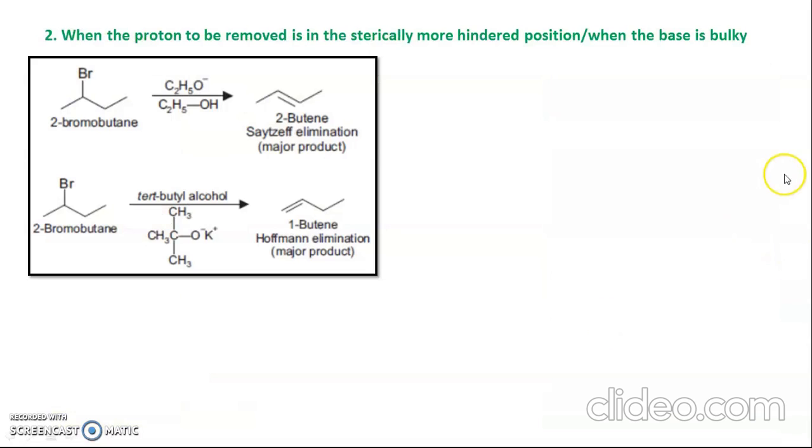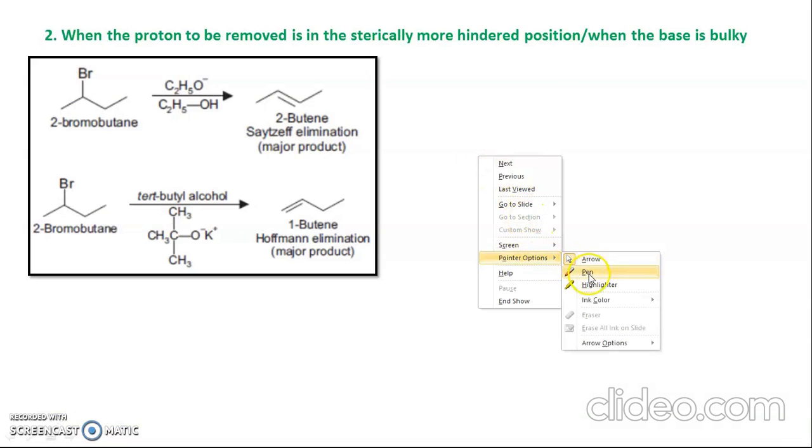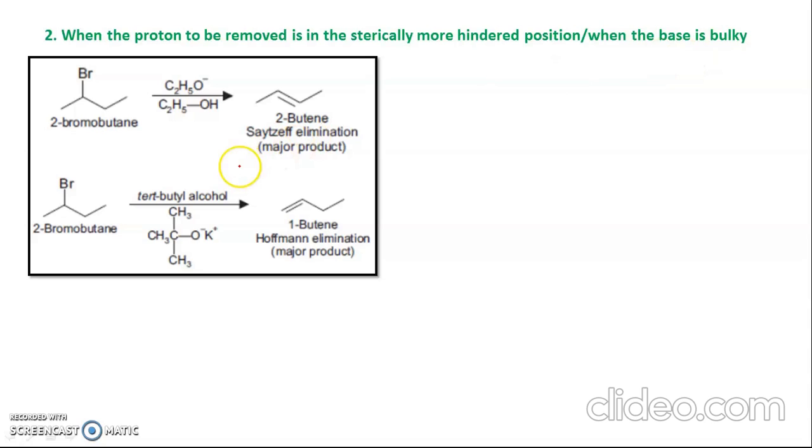The second condition is when the proton to be removed is in a sterically more hindered position or the base is bulky. In the two examples given in the box, we will see what happens when the base is bulky. In both the examples, our starting material, the alkyl halide, is the same, 2-bromobutane. But what is the difference? In the first case, we are using ethoxide base, EtO minus. In the second case, we are using potassium tertiary butoxide, which is very bulky compared with this base. So in the second case, our base is bulky.